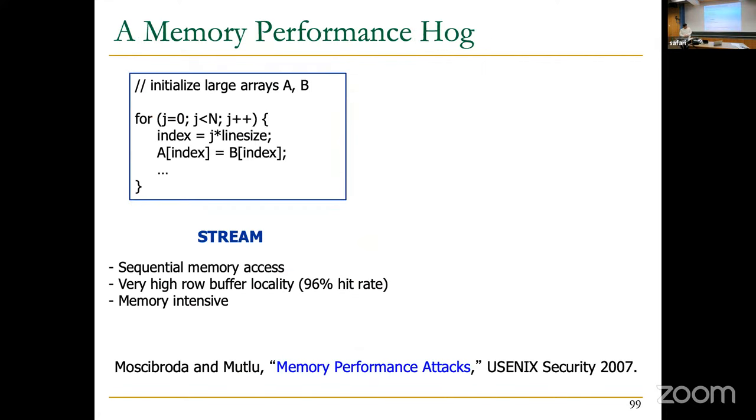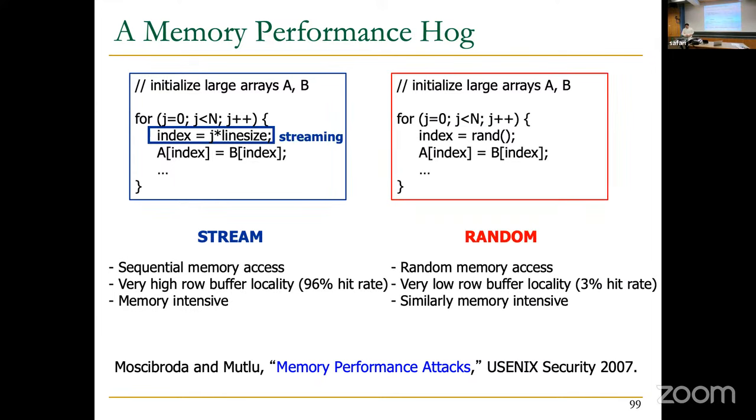And this goes on. Okay, so let's take a look at this in a bit more detail. The streaming workload, as you can see, just accesses cache lines in close vicinity. It results in a lot of row hits. And the random workload accesses random indices. So this has a very low row buffer hit rate, 3%, whereas streaming has a 96% hit rate.